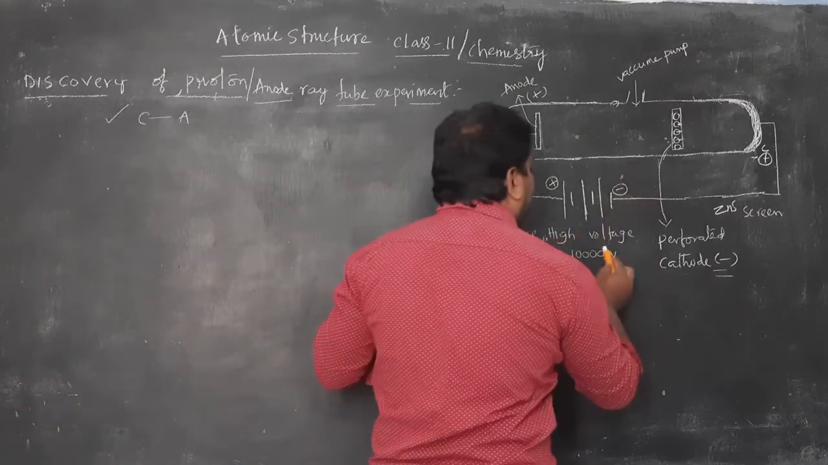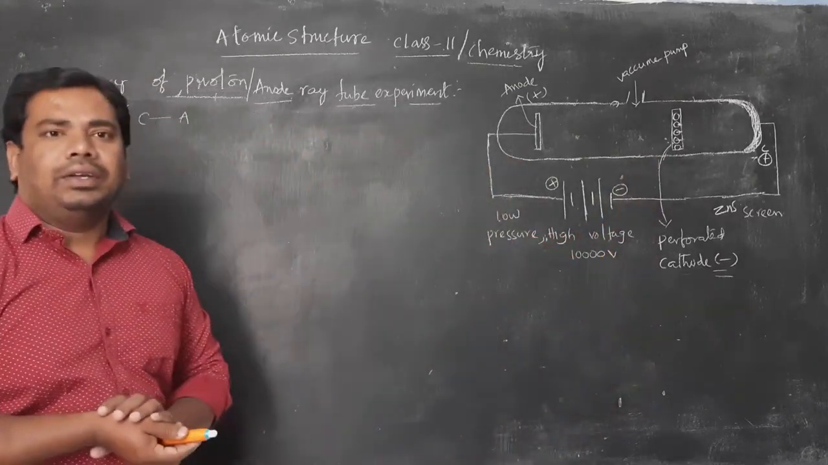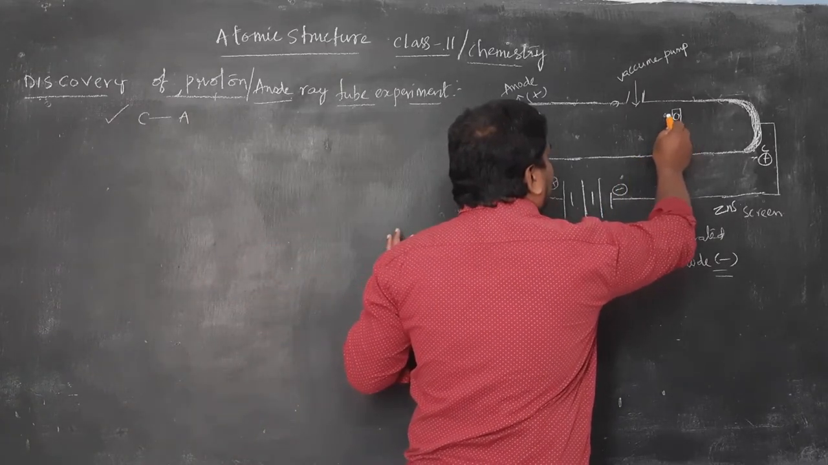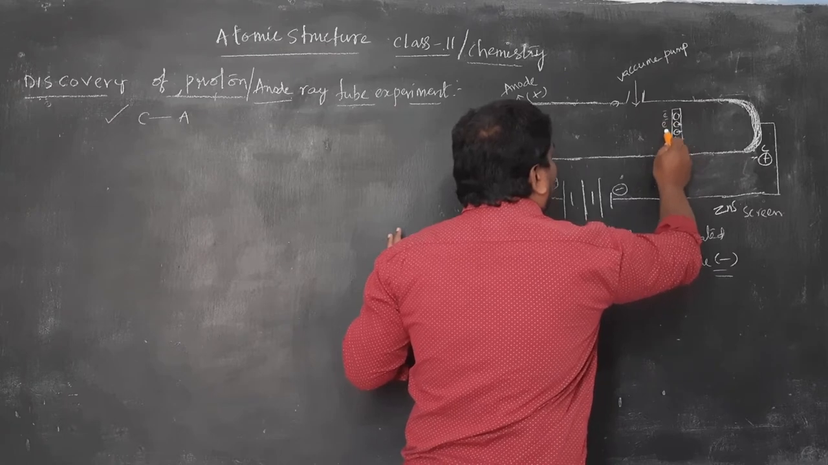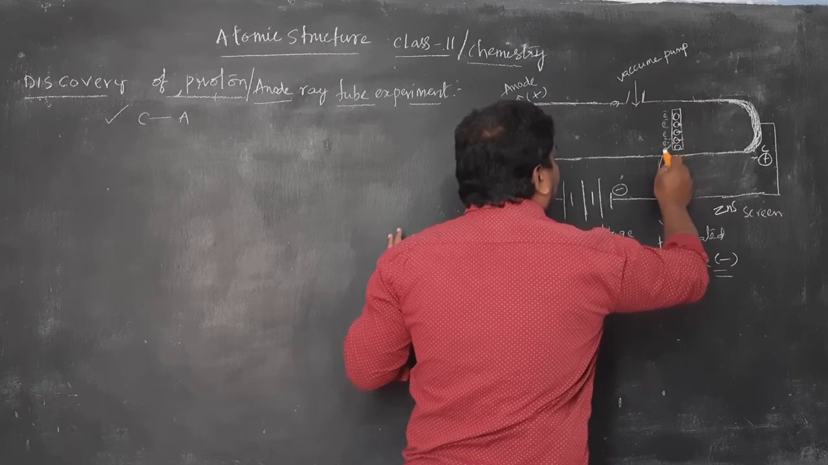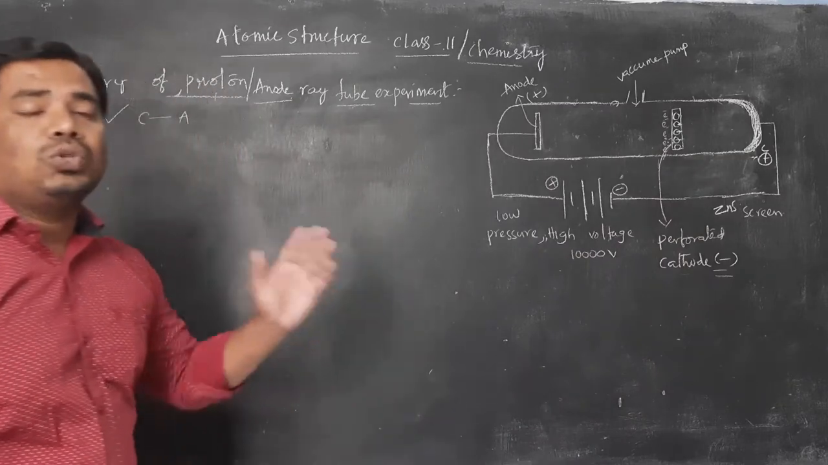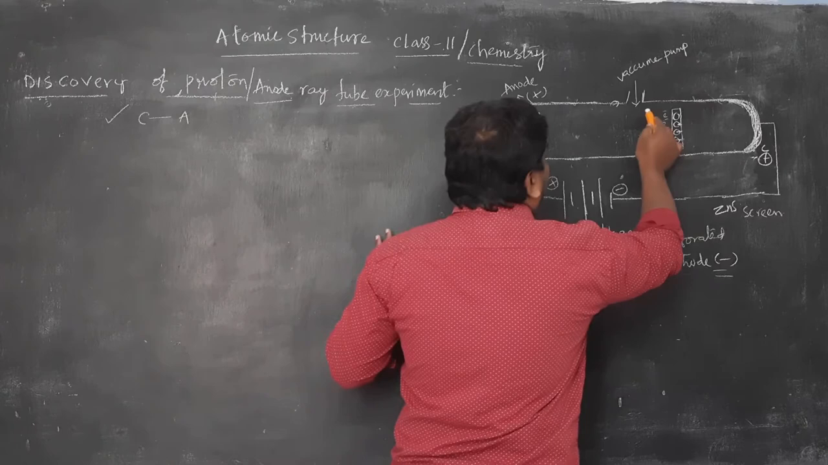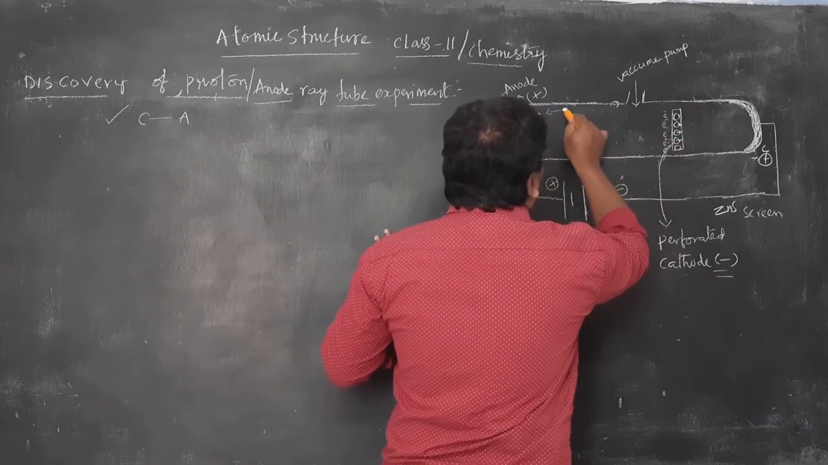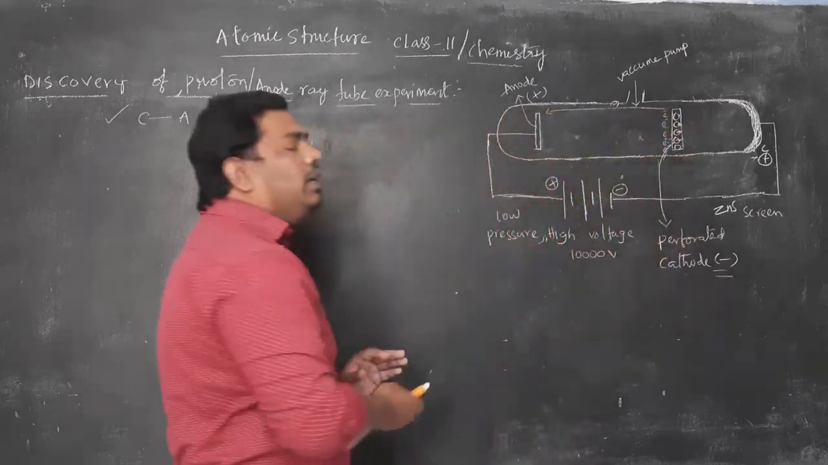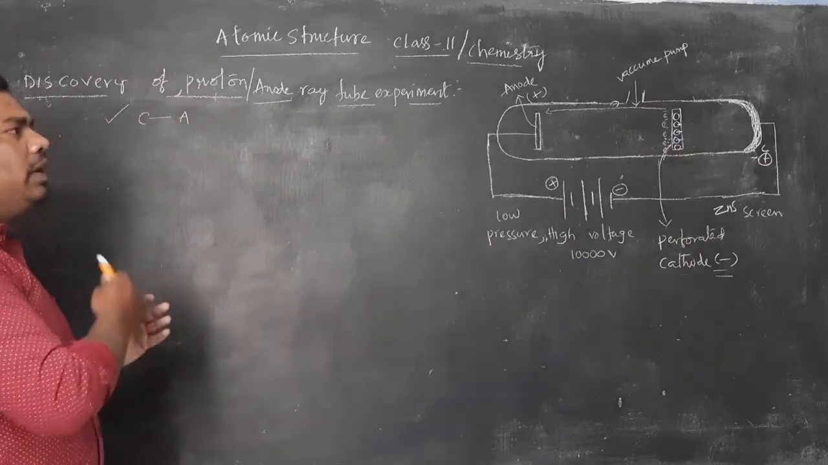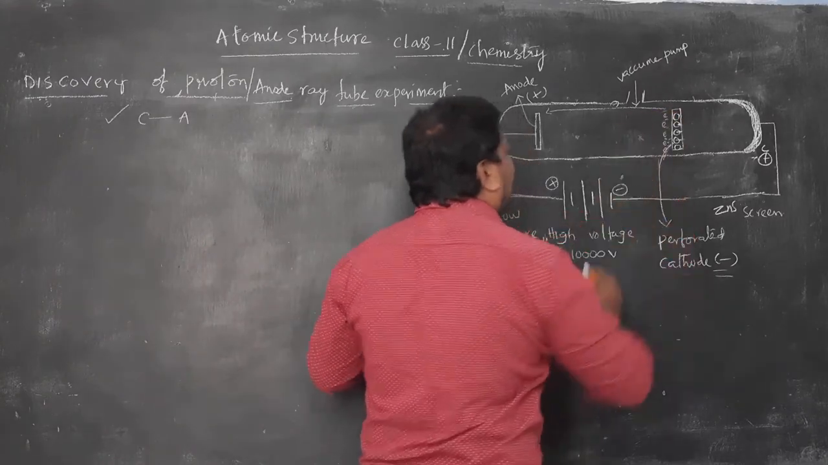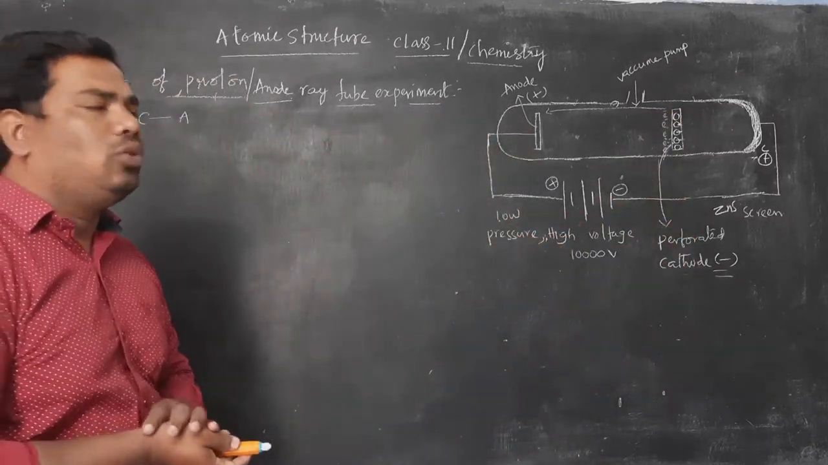When we apply the high voltage, the electrons originate from the cathode material. The cathode is the source of the electrons. These electrons travel in the direction of the anode plate. This is the direction of the electrons, from cathode to anode. Clear?